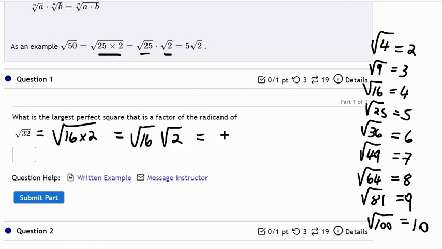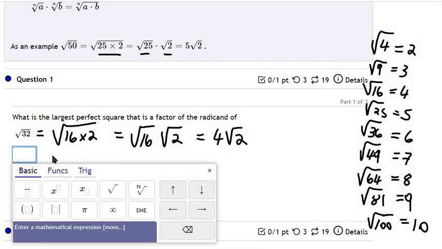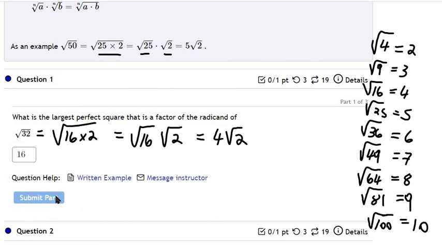And the answer at the end is going to be 4 times the square root of 2. So let's see how we're going to answer this question. The first part says, what is the largest perfect square that is a factor of the radicand? Well, I found out that the largest perfect square that's a factor of 32 is 16. So that's the answer I'm going to give here for the first part of the three-part question. The largest perfect square that goes in there is 16. So 16 is the largest number on this list that's a factor of 32. And I submit that part.